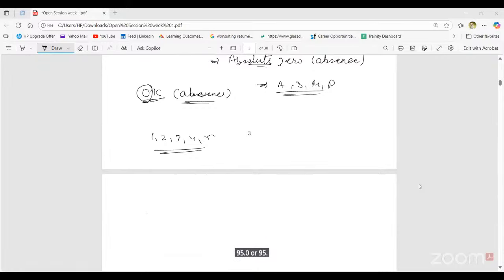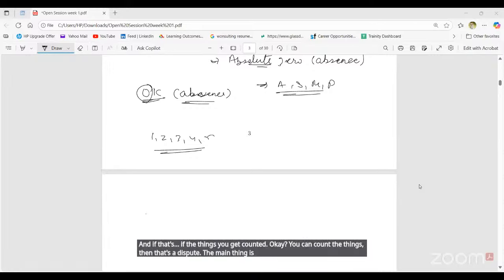See, the main difference is you can have discrete data which are in decimal form as well. So it's not necessary that all the decimals are continuous. The main thing is if it's a measuring quantity, that's continuous data. And if you can count the things, then that's discrete. The main thing is if you can count, that's discrete. If you can't count, that's continuous. Okay?